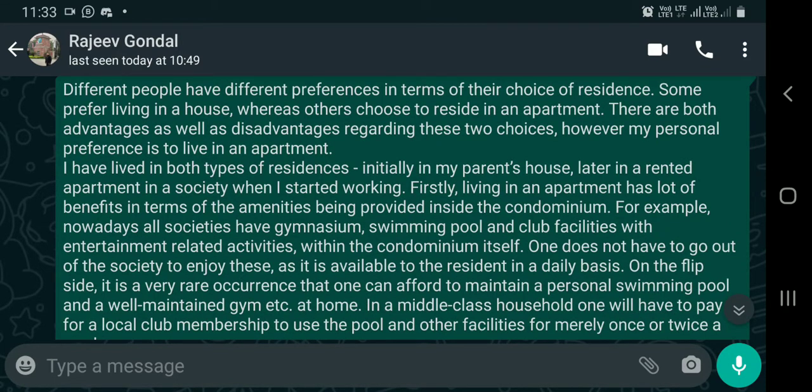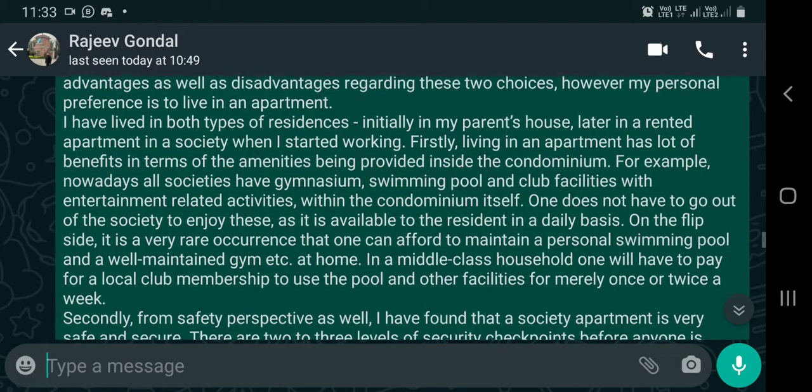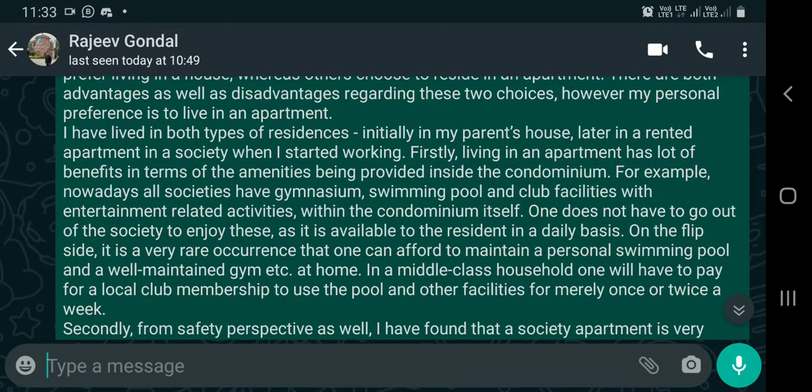Now look at the second paragraph. I have lived in both types of residences, initially in my parents' house, later in a rented apartment in a society when I started working. Now, when you look at this, the writer is trying to establish authority, that he or she knows about the subject. So in that case, you have to make it a little more explicit. I have lived in both types of houses, and hence I can draw comparisons between the two options.